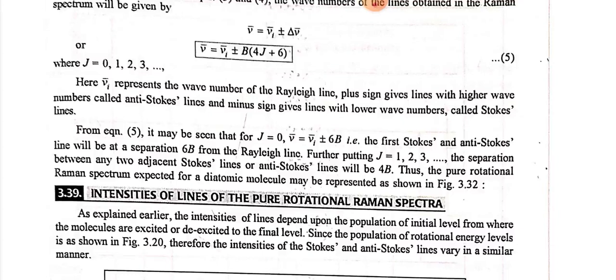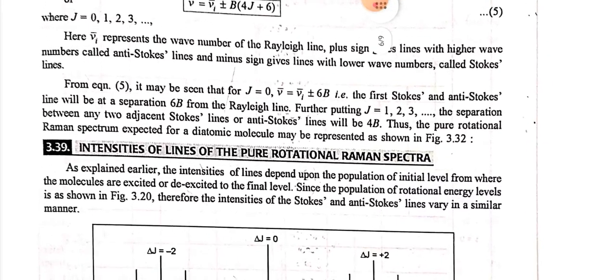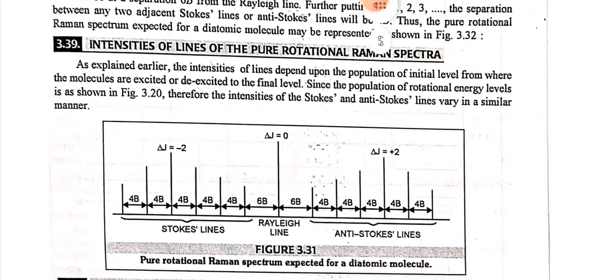Further, J is equal to 1, 2, 3. The separation between the two adjacent Stokes lines and anti-Stokes lines will be given by 4B. Thus, the pure rotational Raman spectrum expected for a diatomic molecule may be represented in figure 3.32.